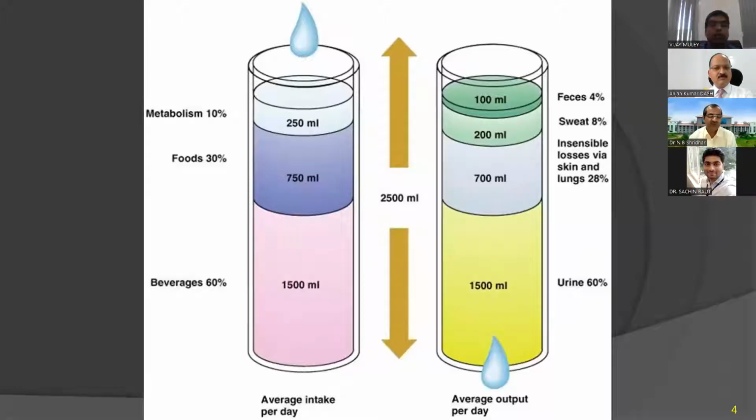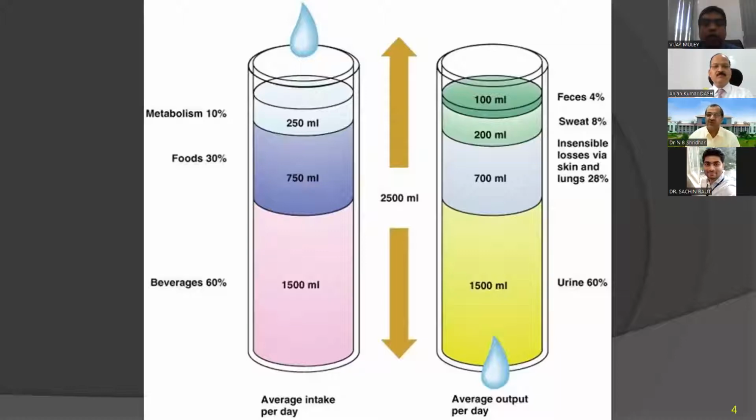The average total intake of fluid is 2,500 ml in the adult human being. Of course, the water from metabolism is 250 ml, and what we drink, or the animal drinks, the maximum part, about 60%, is the water. And the food also contains liquids, and the metabolic water generated is 250 ml. This is a rough figure, especially for a human being.